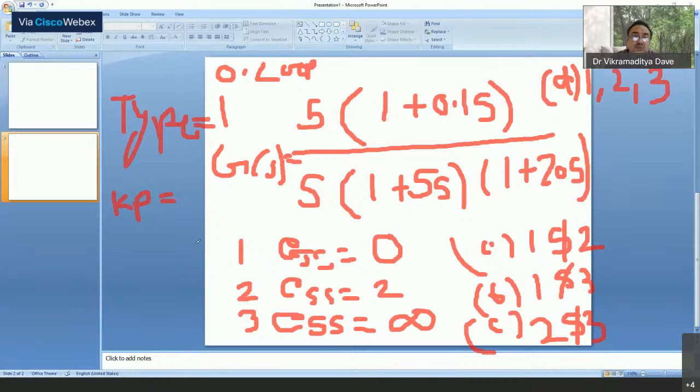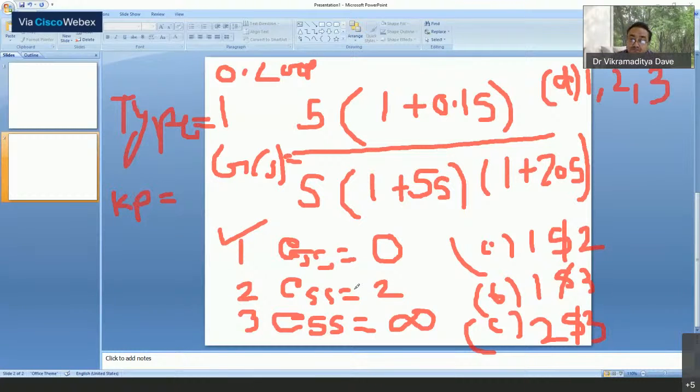Limit s tends to 0, G(s)H(s). Here, since a 1/s term will come, Kp will become infinity, and therefore the steady state error will be 0. Whatever step input you apply, either of magnitude 10, 15 or 20, the steady state error will be equal to 0. That means the first statement is correct.